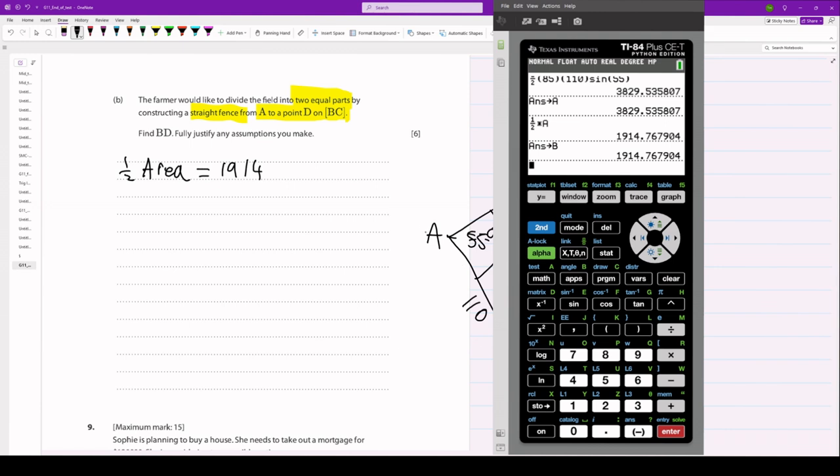Anyway, I'm going to use the sine rule and the cosine rule. This is why it's a six marker. It is a problem-solving question. You've got to figure it out. So if I know the length, here's the plan.